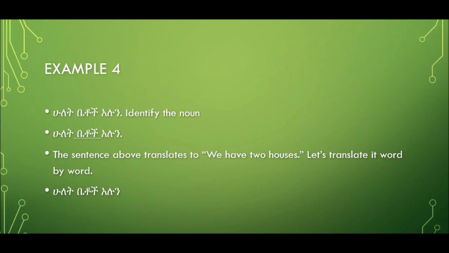Let's translate the sentence word for word. ሁለት ቤቶች አሉን. ሁለት is 2. ቤቶች is houses. አሉን is we have.